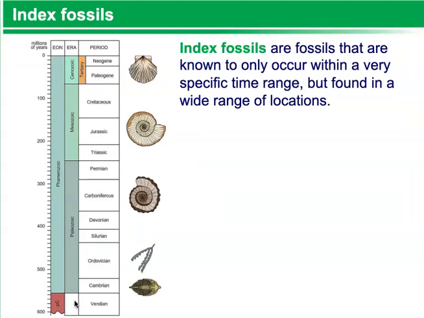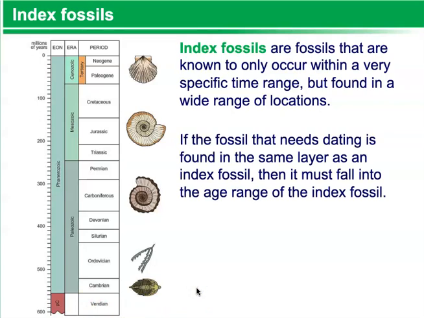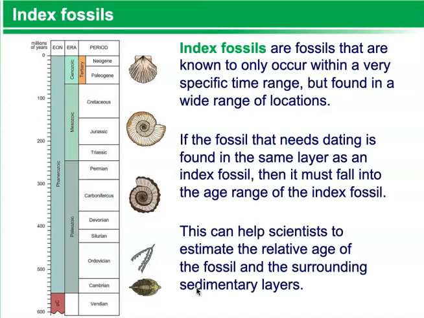Index fossils. Index fossils are fossils that are known to only occur within a very specific time range, but found in a wide range of locations. If the fossil that needs dating is found in the same layer as an index fossil, then it must fall into the age range of the index fossil. This can help scientists to estimate the relative age of the fossil and the surrounding sedimentary layers.